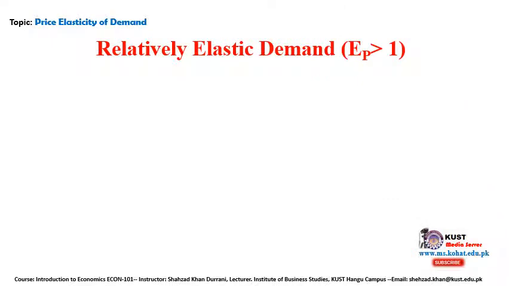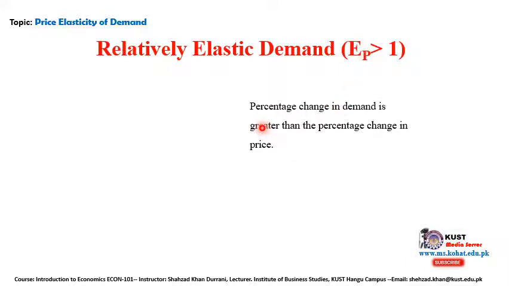The next one, we have the relatively elastic demand, where elasticity of demand is greater than 1, right? When we say it's greater than 1, it means that the percent change in demand is greater than the percent change in price. So if there is a small decrease in the price, the quantity demanded is high, for example, than the change in the price. So that's why we call it EP is greater than 1.